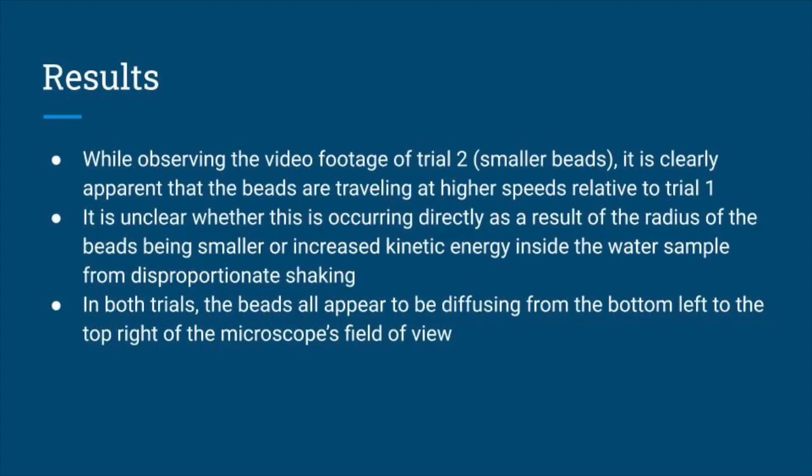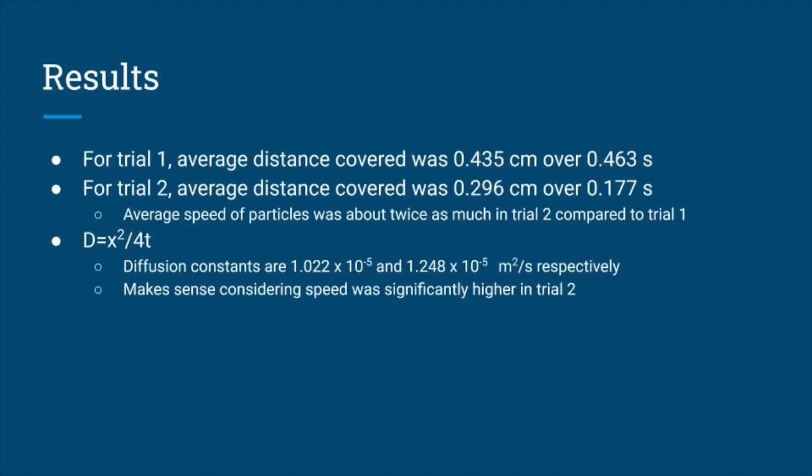For the results, while observing the video footage of trial 2 with the smaller beads, it is clearly apparent that the beads are traveling at higher speeds relative to trial 1, as can be seen with the data. It is unclear whether this is occurring directly as a result of the radius of the beads being smaller or the increased kinetic energy inside the water sample from the disproportionate shaking. But in both trials, the beads appear to be diffusing from the bottom left to the top right of the frame. For trial 1, the average distance calculated was 0.435 centimeters over 0.463 seconds, and for trial 2, the average distance covered was 0.296 centimeters over 0.177 seconds.